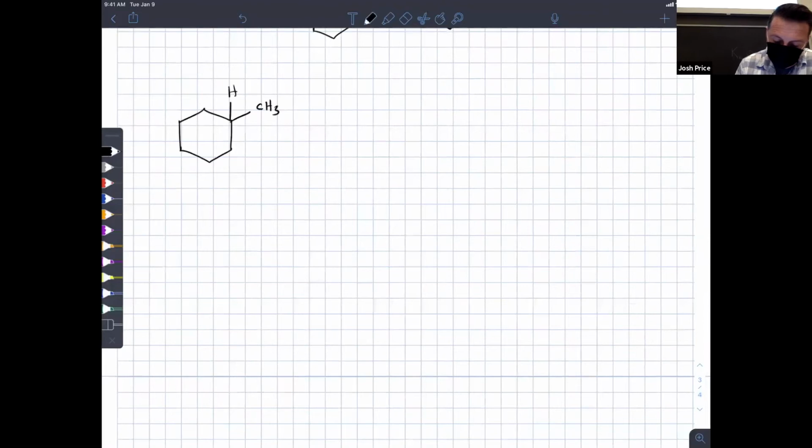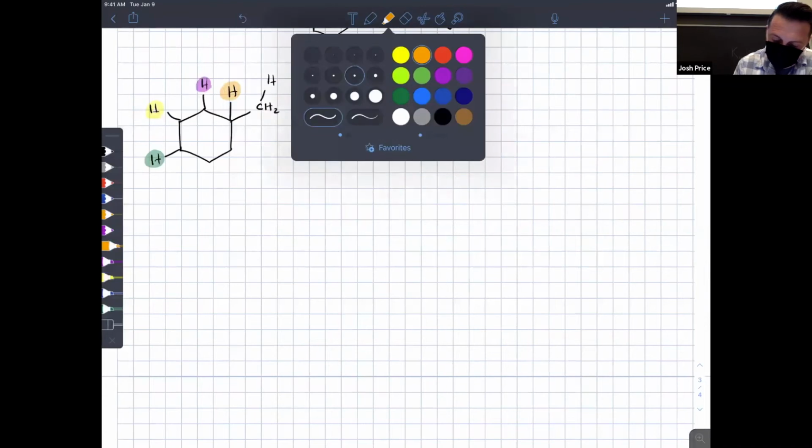So if we modify this cyclohexane starting material with a methyl group, we've got all kinds of different hydrogens here. 4 different kinds of hydrogens, which I'll try to highlight in color just so that you can see that they're different. 3 of them are secondary, 1 is tertiary, and the other is primary. Uh-oh, run out of colors, oh well.